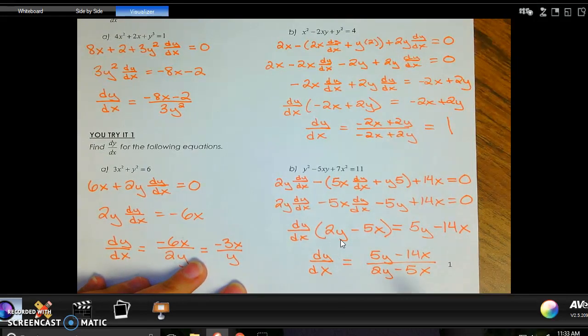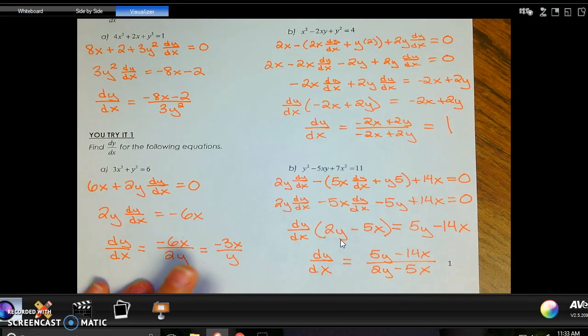And no, you may not cancel those 5s. That is breaking some big math rules, so don't try to break those. Okay? All right. We'll take a look at the next page in just a sec.